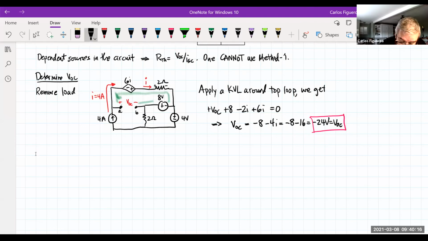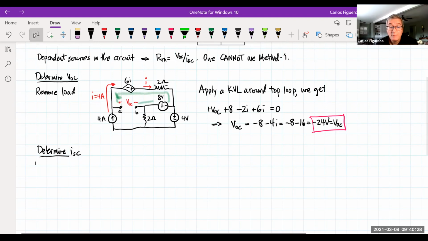I short circuit. So the next thing I want to determine is I short circuit. So what I'm going to do is put a short across the open here. So if I put a short across the open, what do I get here? Well, I'm going to get the following thing.